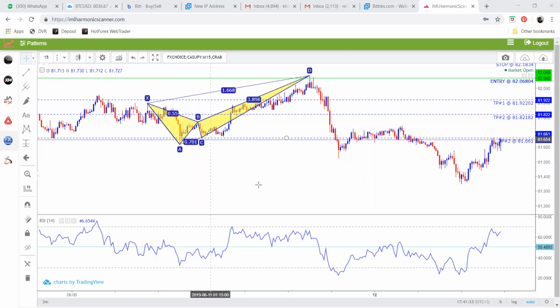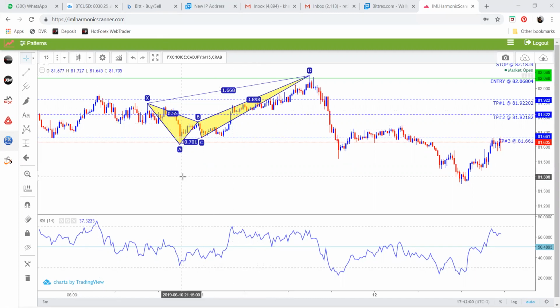So as you guys know, this is the Harmonic Scanner, imlharmonicscanner.com. Now, the first thing with this strategy is that you've got to be able to draw a trend line. Right? If you don't know how to draw trend lines, go to IML Academy and start practicing drawing your trend lines, because trend lines are going to be very, very important with the strategy, with your trading, right?